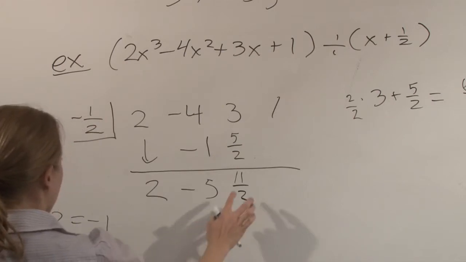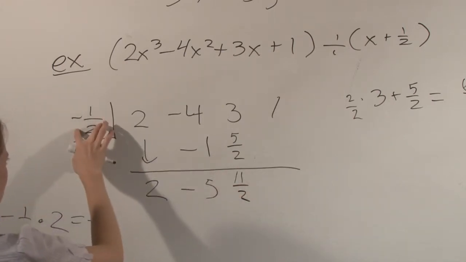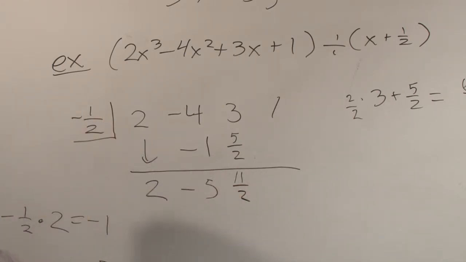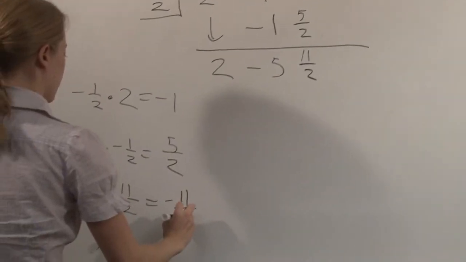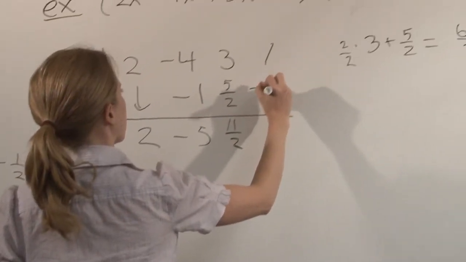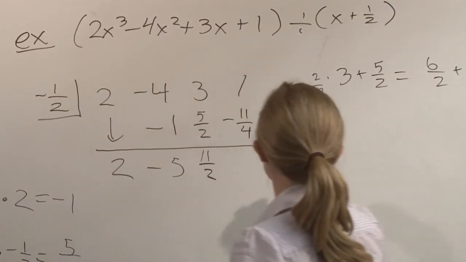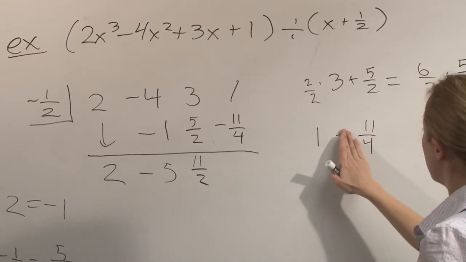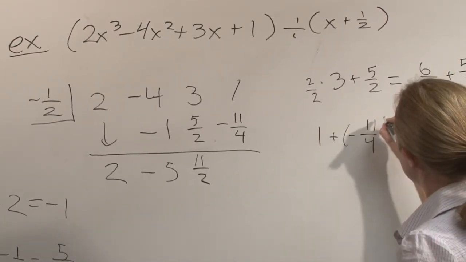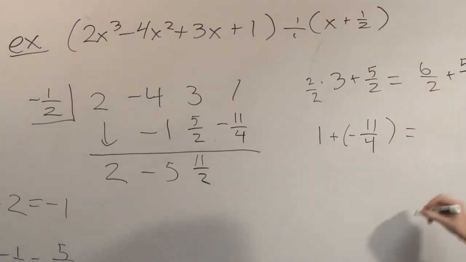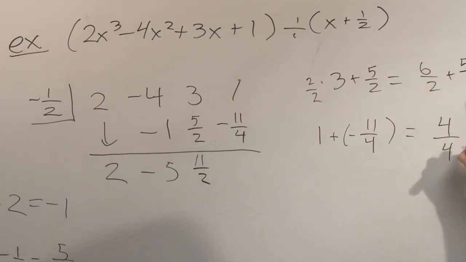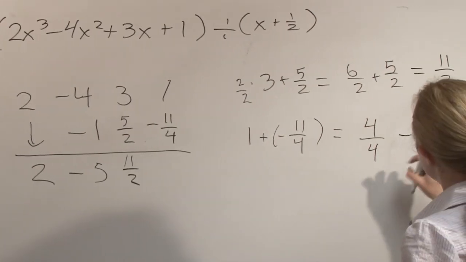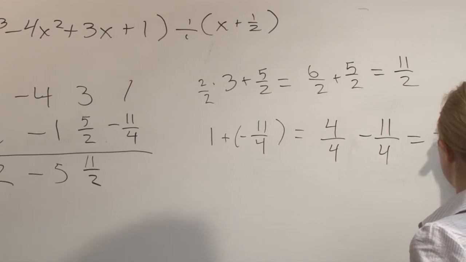Now, I take this and multiply by the negative 1/2, so I have negative 1/2 times 11/2, which is negative 11/4. Okay, so I have 1 minus 11/4, or 1 plus minus 11/4. I can turn that 1 into 4/4. Subtract the 11/4. That's going to leave me with negative 7/4.